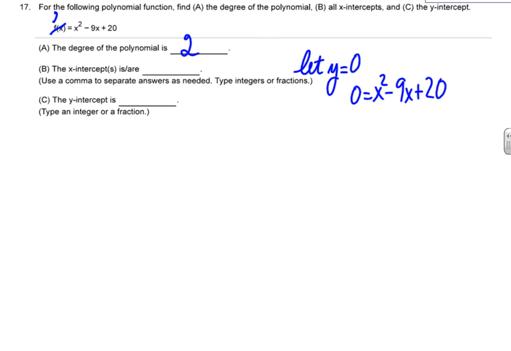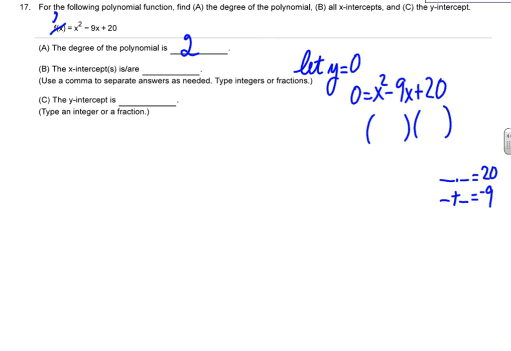We're going to have to remember how to factor on this one. This one is basic factoring because we have a 1 coefficient with the x squared. So what we're basically trying to find is two numbers. When you multiply them, you get 20. And when you add those two numbers, you get a negative 9.